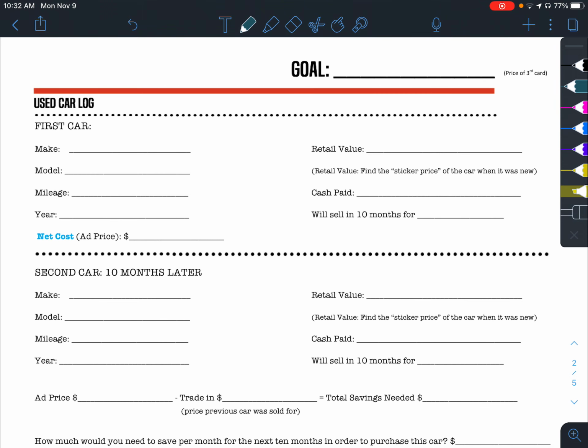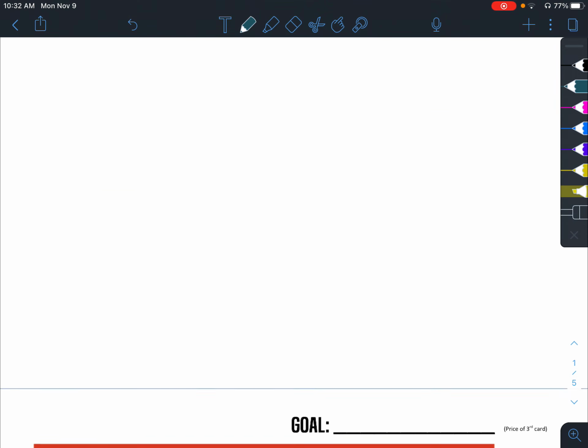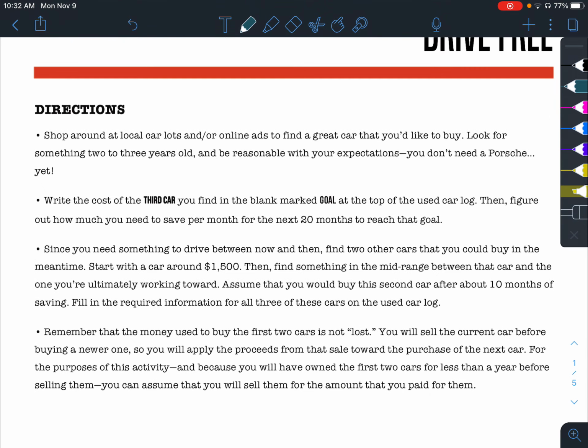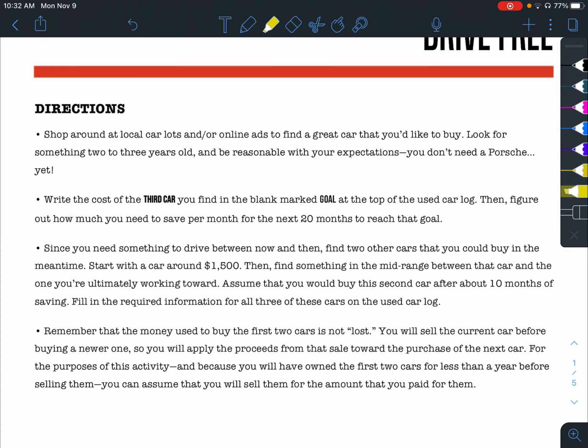So there are directions on the first page of this assignment. I'm going to scroll and read through some of those. I'll highlight as I read so you can see where I'm at. I'm asking you to shop around local car lots, online car ads. You can use Craigslist, Facebook Marketplace, CarMax.com, newspapers, or actual print ads for cars if you want to. Find something 2 to 3 years old. It's not a must, but I want this to be as realistic as possible.